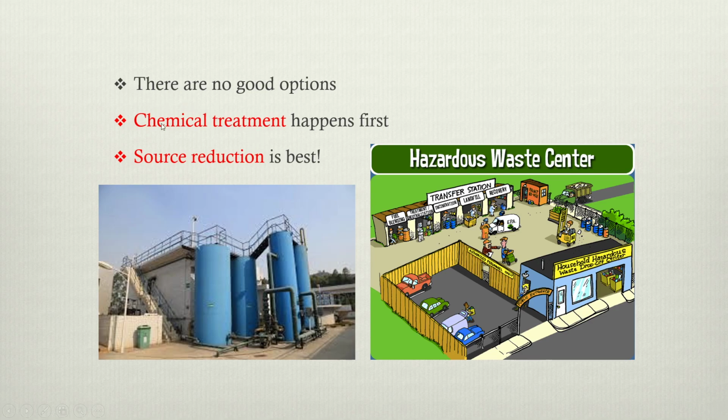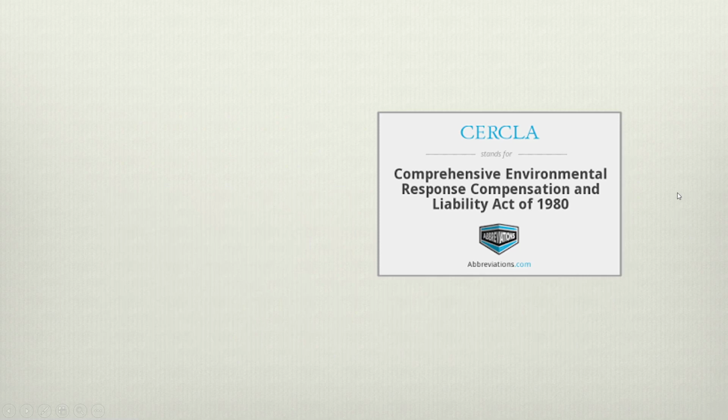They usually treat it chemically first, but reduction is the best way. So a hazardous waste center would actually have you put certain wastes into certain containers, and then they have to deal with it in a special way.